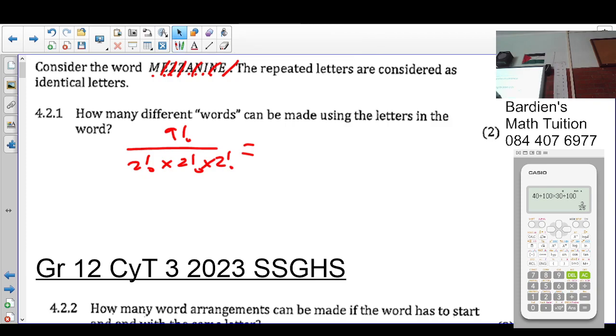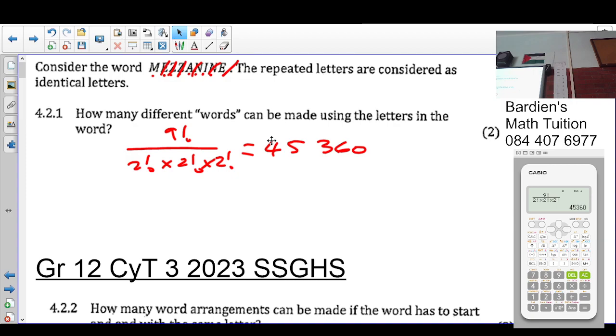So that gives us 9 factorial over 2 factorial times 2 factorial times 2 factorial. That gives you 45,360. You don't have to put 2 factorial there. You can just say 2 times 2 times 2 in the denominator, because 2 factorial is 2 anyway. So that answer is 45,360.